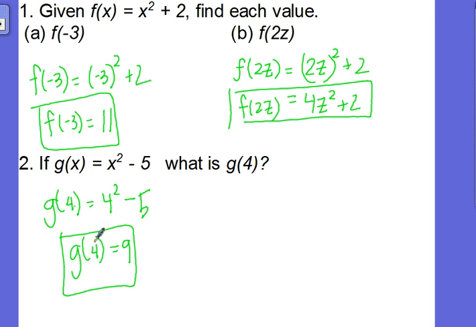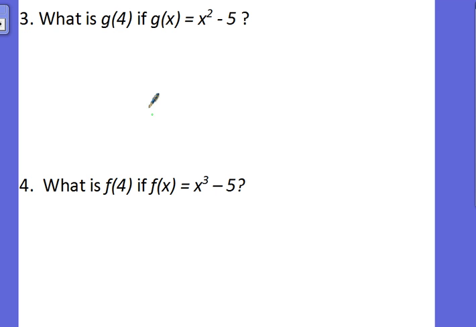Remember, once I have this in function notation, I could write this answer as an ordered pair, because when I plugged in -3, my answer was 11. I could easily write it as an ordered pair. This is the exact same question as the previous one. So I've got 4 cubed minus 5. 4 times 4 is 16. 16 times 4 is 64. 64 minus 5 is 59.